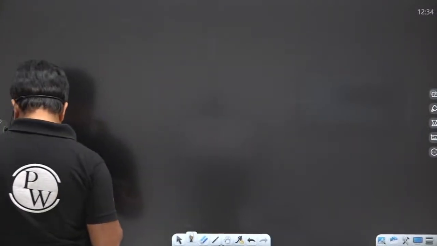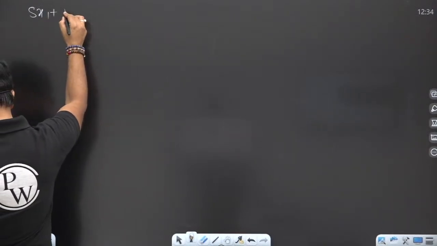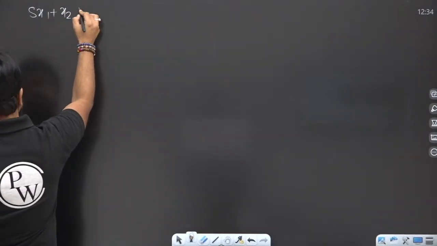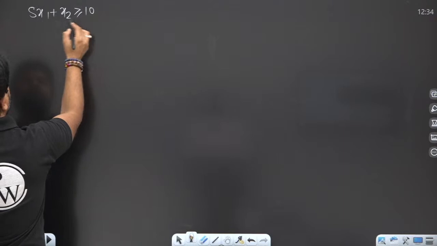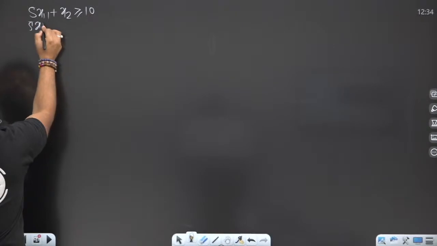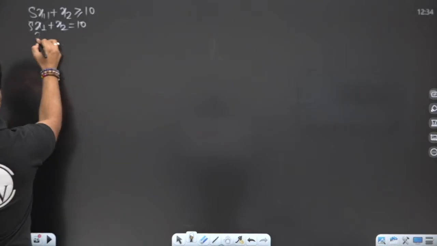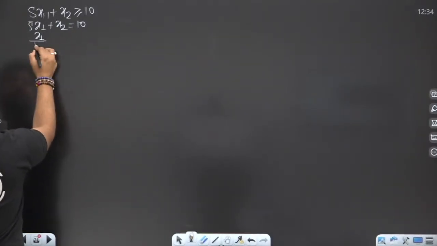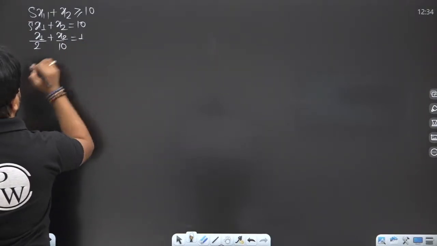Now you have to minimize this, right? So first of all, we have to draw the graph. So 5x1 plus x2 is greater than or equal to 10. We have to convert it into intercept form. Remove the inequality: x1 divided by 10 by 5, that is 2, x2 divided by 10, equal to 1.